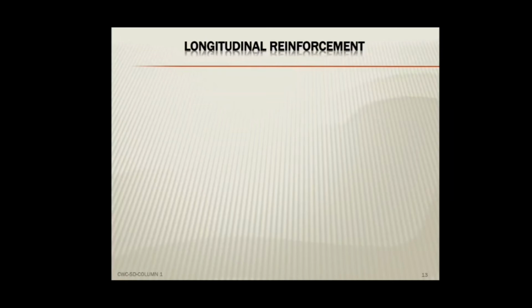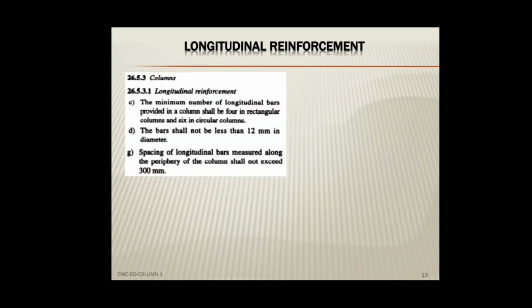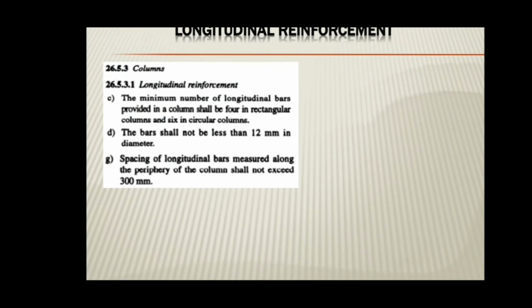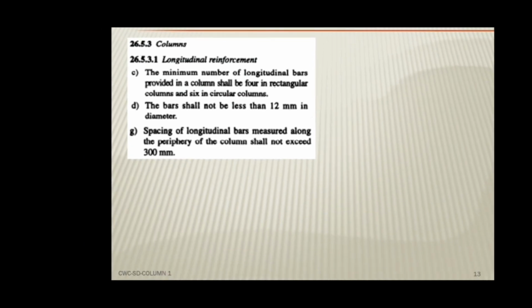We got the area of reinforcement. Now we have to see the placement of longitudinal reinforcement. We have some code requirements for this. So here I have taken out the clauses which are in use for this type of column design. So first is regarding the number of longitudinal reinforcement. For a rectangular column, the minimum number of longitudinal bars to be used is 4. Next one is regarding the diameter. We should use a bar diameter greater than 12 mm. Next, the spacing of the bars along the periphery should not be more than 300 mm.